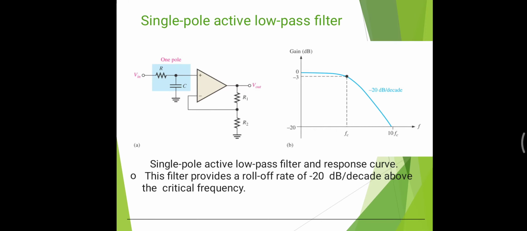Then if you see the frequency characteristic of the active low pass filter, the gain goes with the maximum of the response curve, which is minus 20 dB per decade above the critical frequency. So this filter provides a minus 20 dB per decade roll off rate.